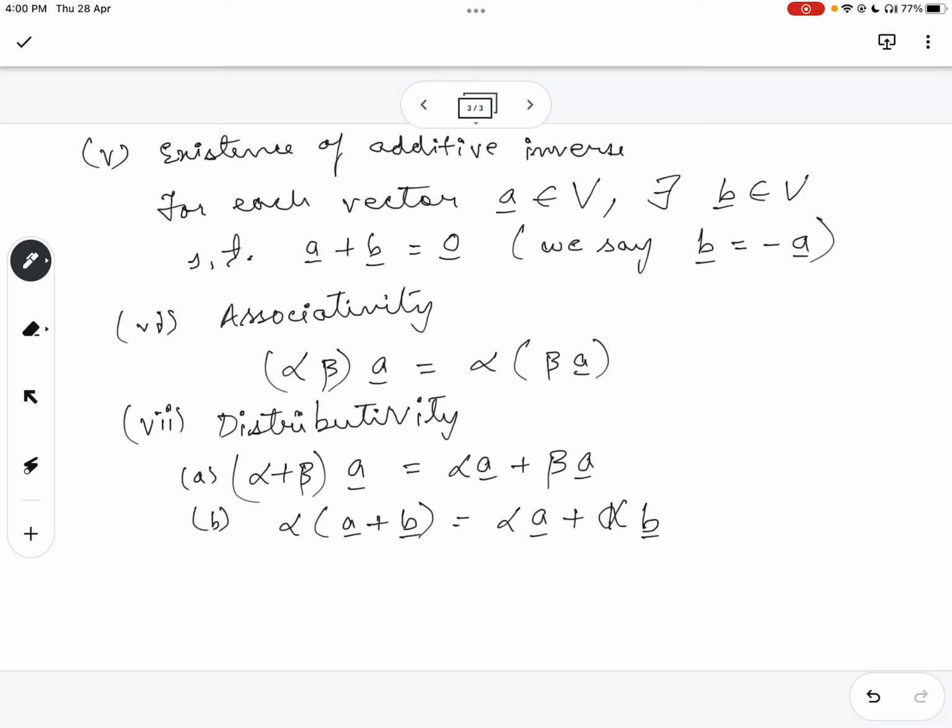The last property is that of the existence of unity or identity. That is, a scalar exists which when multiplied with a vector gives us the same vector.